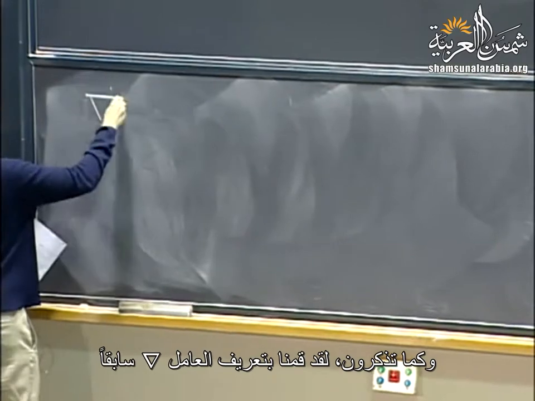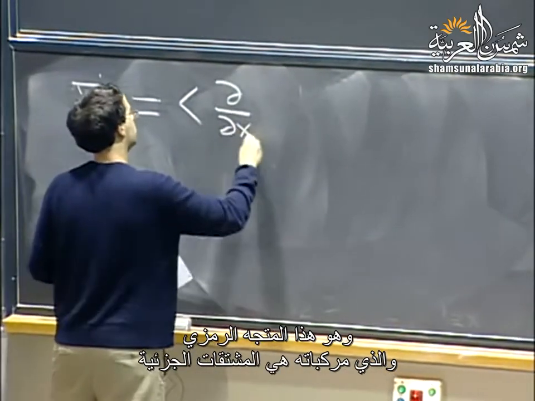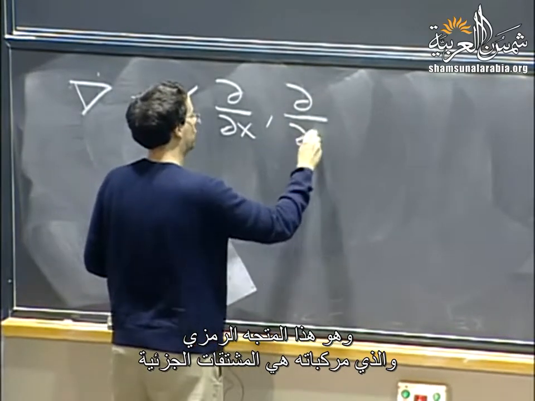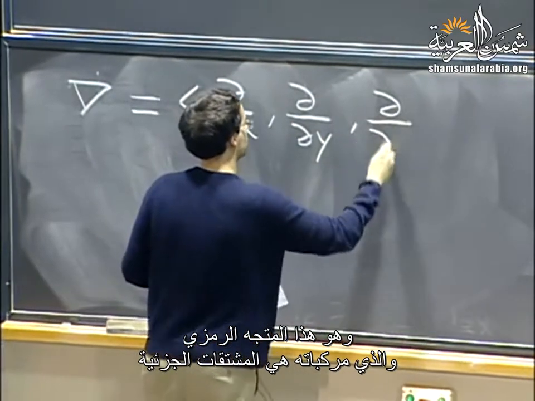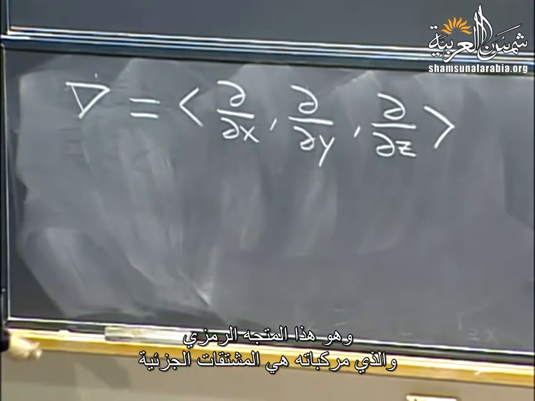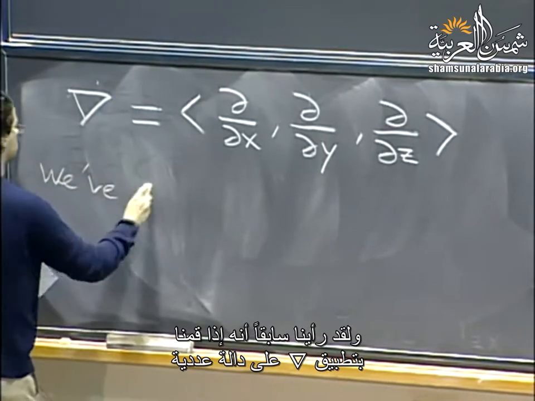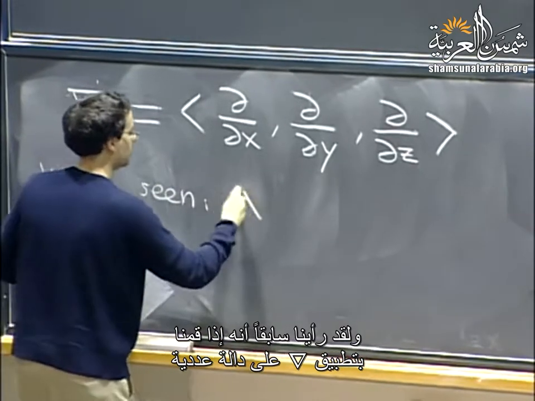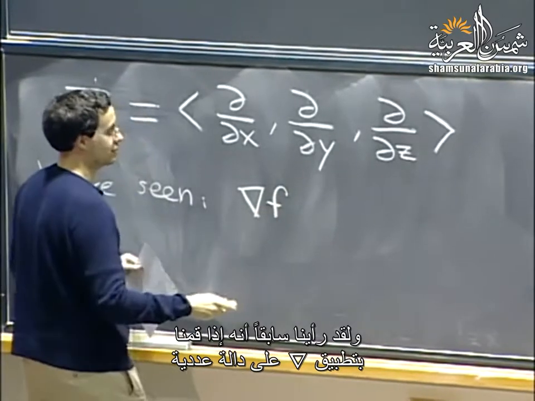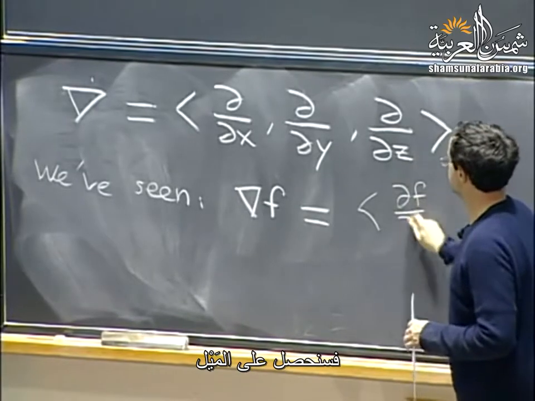So in fact, remember we introduced the del operator. That was this symbolic vector operator in which the components are the partial derivative operators. So we've seen, well, if you apply this to a scalar function, then that will give you the gradient.